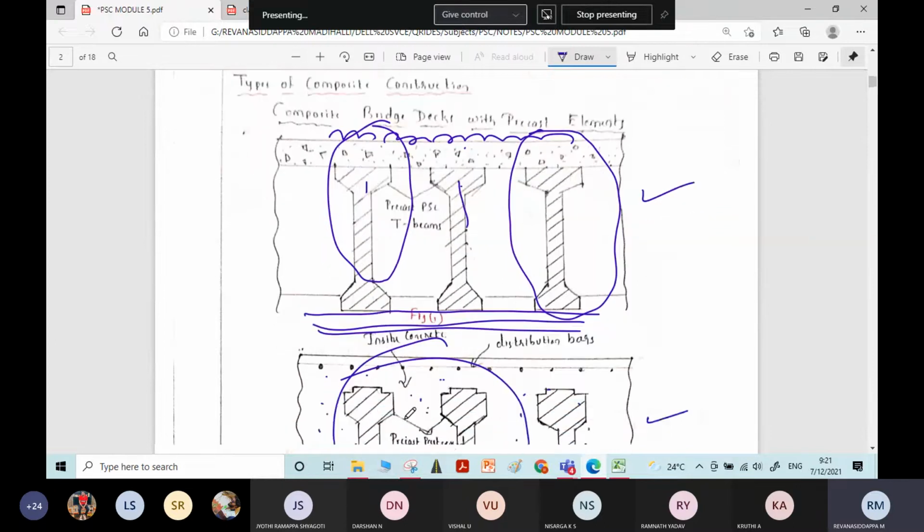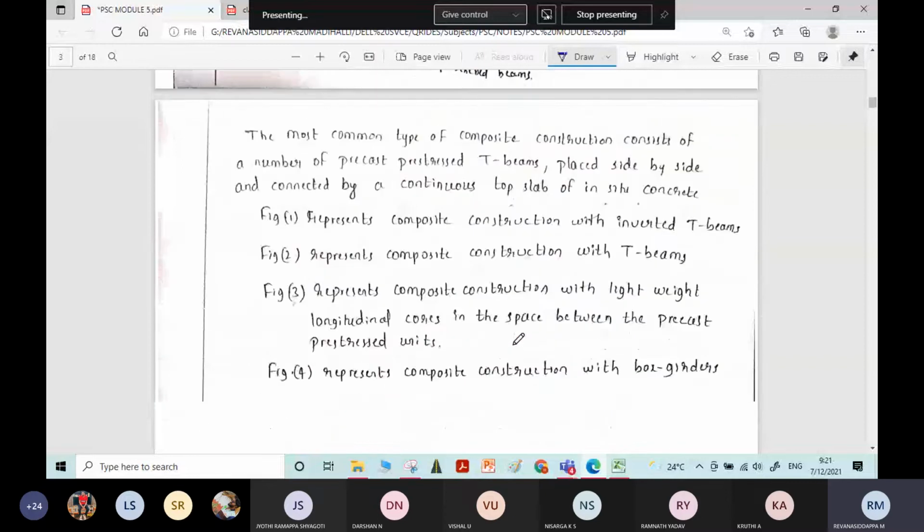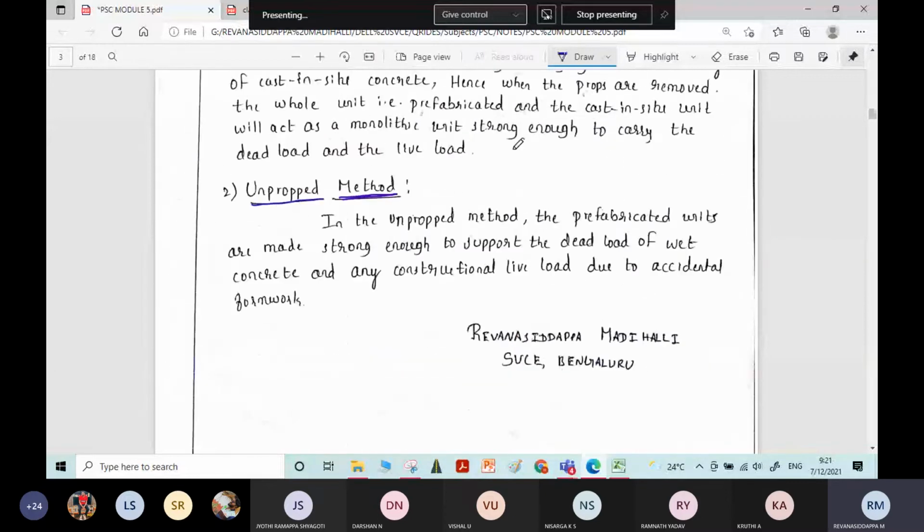But in case of propped construction, it will act as a whole. Whatever the live load acting on the slab, that load will be carried by the whole composite section. As a whole, it will behave monolithically and handle the load. That is the difference between propped and unpropped construction. Is that clear for you all?